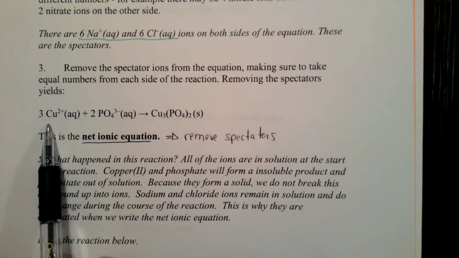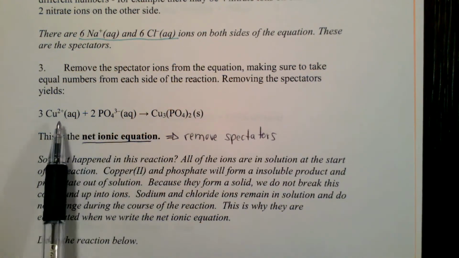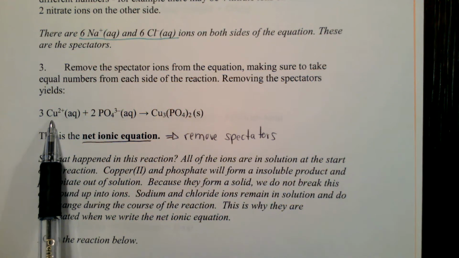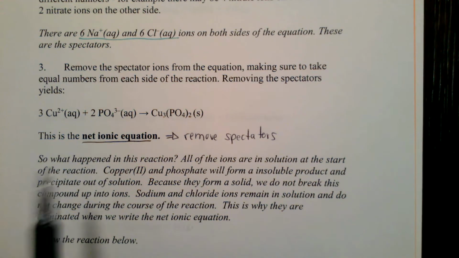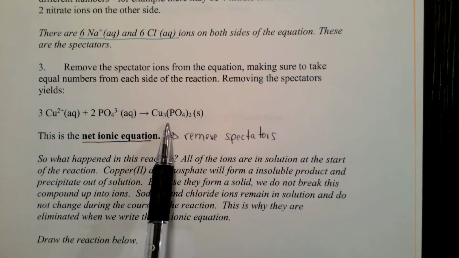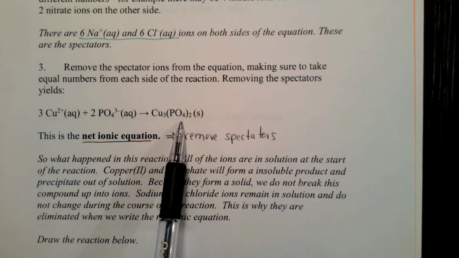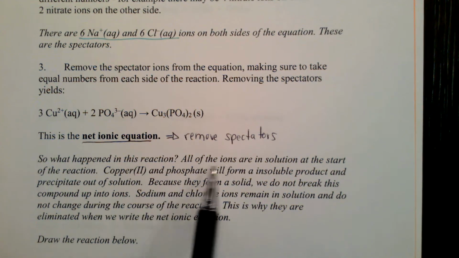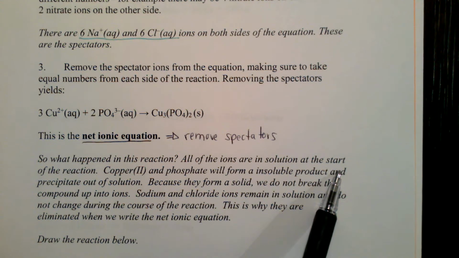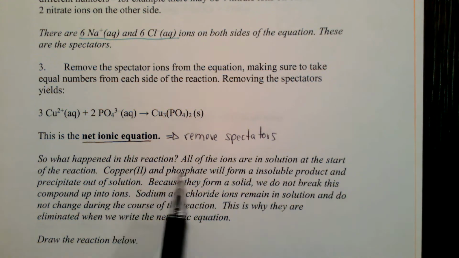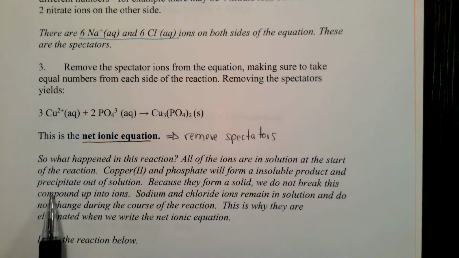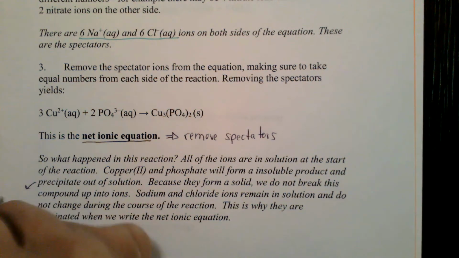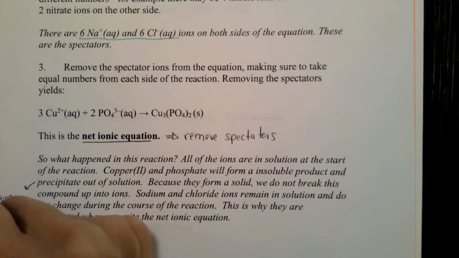So the net ionic equation showed us what really happened in the reaction. We had copper ions. After we mixed the two together, the copper and the phosphate were drawn together like little magnets, and they produced an insoluble product, the copper 2 phosphate. So what happened in the reaction? All of the ions are in solution at the start. Once we mix the two together, the copper 2 and phosphate will form the insoluble product and what's called precipitate out of solution. Precipitate means we form a solid product.